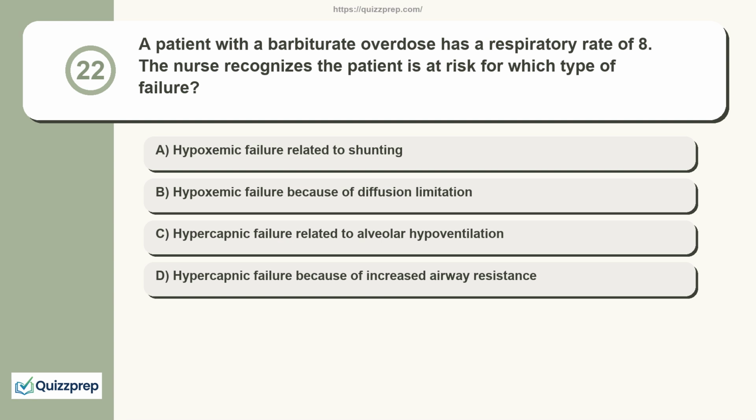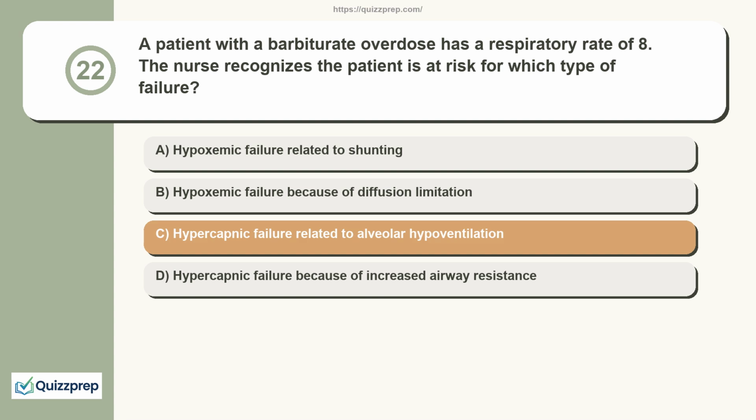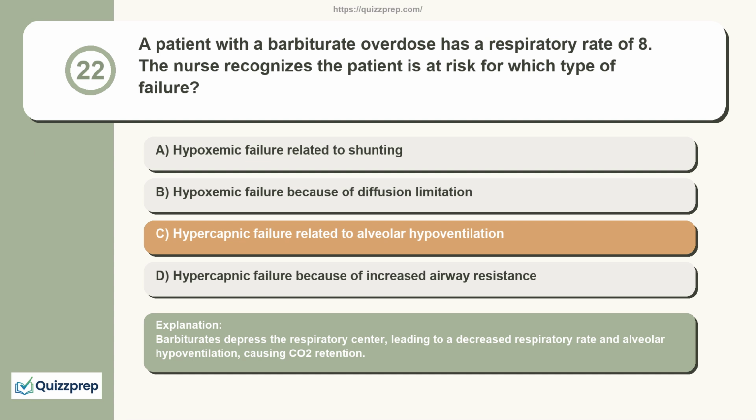Question 22. A patient with a barbiturate overdose has a respiratory rate of 8. The nurse recognizes the patient is at risk for which type of failure? Hypoxemic failure related to shunting. Hypoxemic failure because of diffusion limitation. Hypercapnic failure related to alveolar hypoventilation. Hypercapnic failure because of increased airway resistance. Barbiturates depress the respiratory center, leading to a decreased respiratory rate and alveolar hypoventilation, causing CO2 retention.